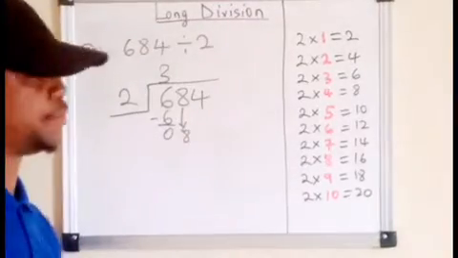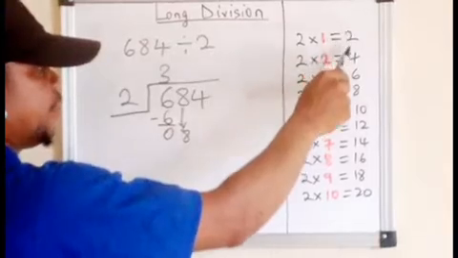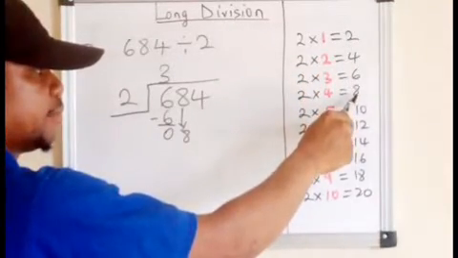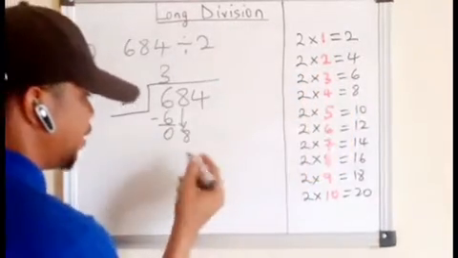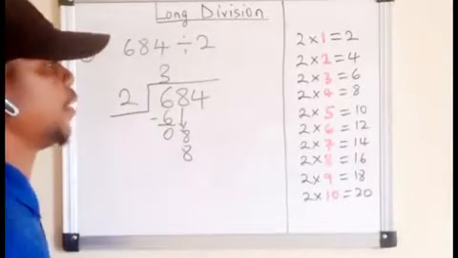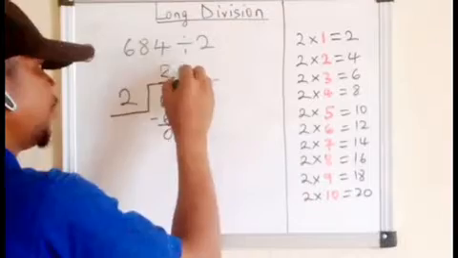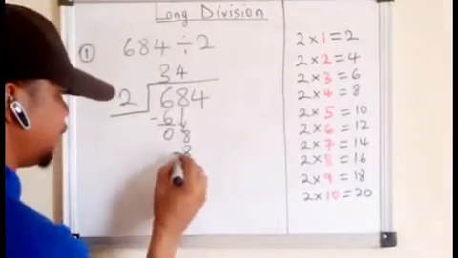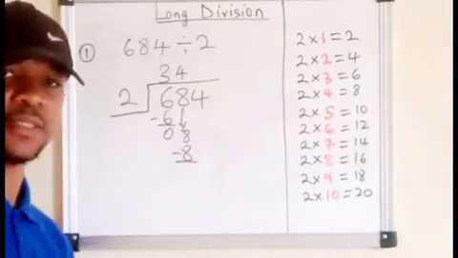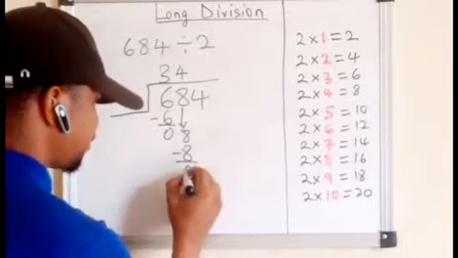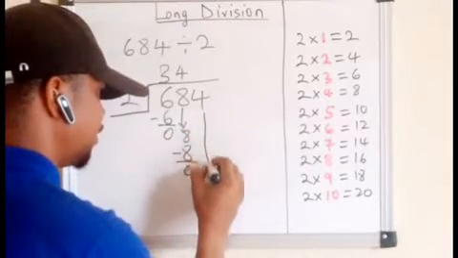2 divide 8. Look for 8 here. See 8. We pick the 8 and write it here. Then the middle number there is 4. We write it on top. And therefore, 8 minus 8 is 0. We bring down this 4.